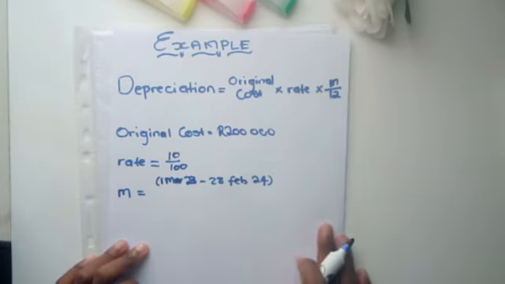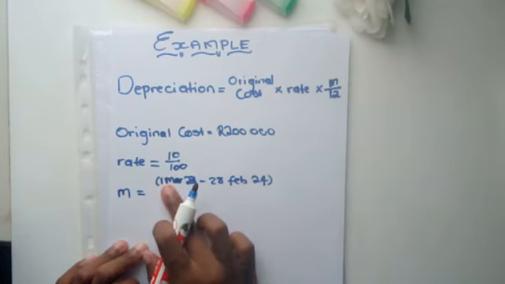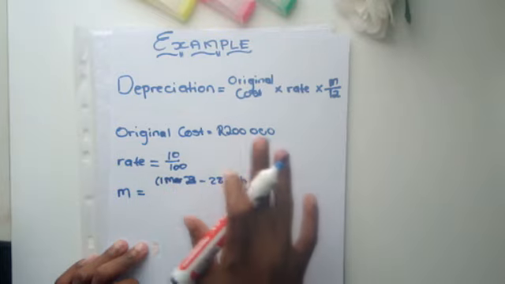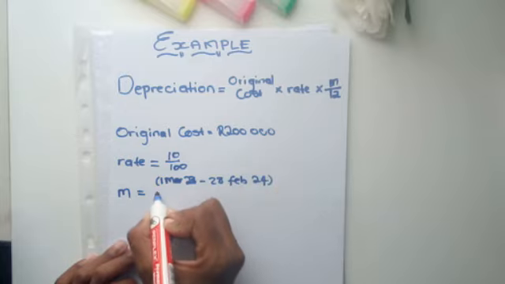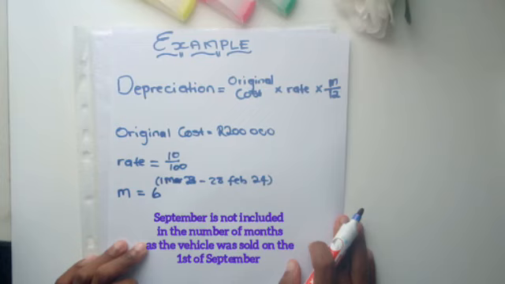So now we know that when our vehicle was sold on the 1st of September 2023, it was within this time frame. We just have to figure out how many months we had this vehicle in our possession before we sold it, meaning before we disposed of it. So from 1 March 2023 to the 1st of September 2023, when you start calculating with your fingers, you will figure out that it gives you 6 months. So our M becomes 6.